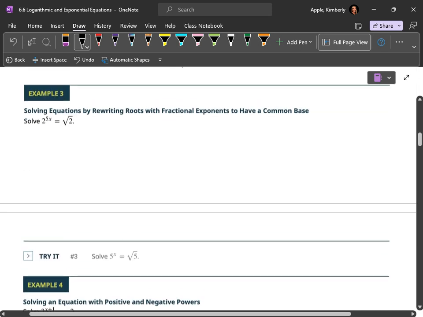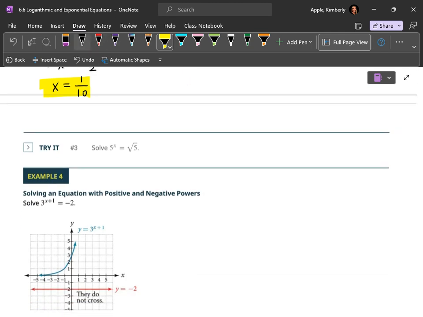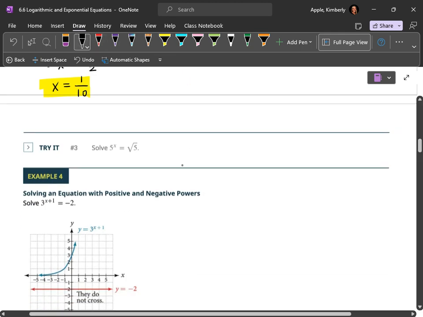Example number 3 is something similar. We want to rewrite a root with a fractional or a rational exponent so that we do have a common base. This will be 2 to the 5x, and as we know, a square root can be rewritten as a fractional exponent of 1/2. Bases are the same, so we can go ahead and set the exponents equal, and we'll divide both sides by 5 and obtain 1/10 as our value for x, and we're all done there. If you want to try number 3, you should obtain that x is equal to 1/2.